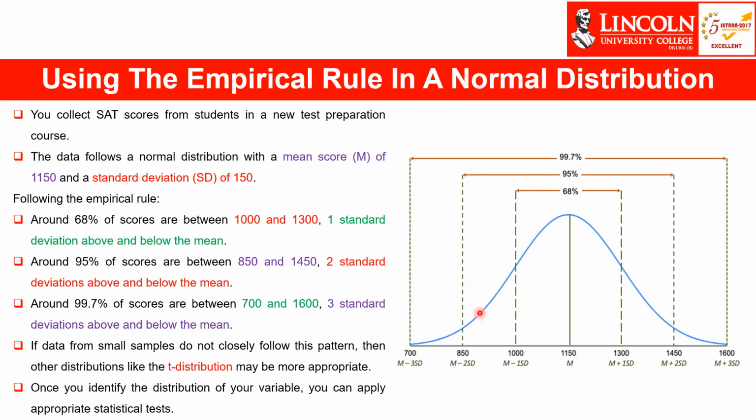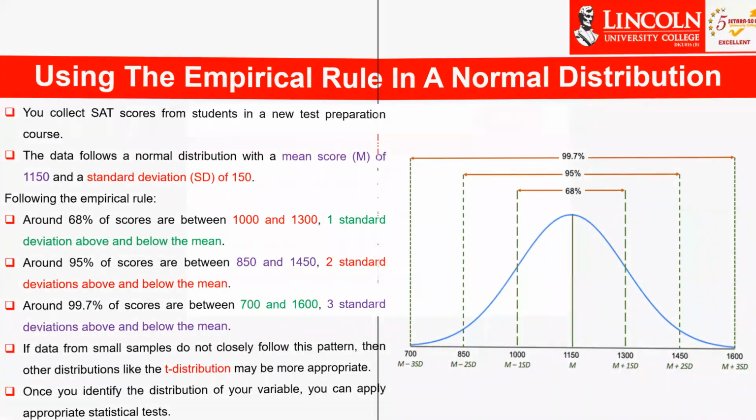If data from small samples do not closely follow this pattern, then other distributions like the T-distribution may be more appropriate. Once you identify the distribution of your variable, you can apply the appropriate statistical test.